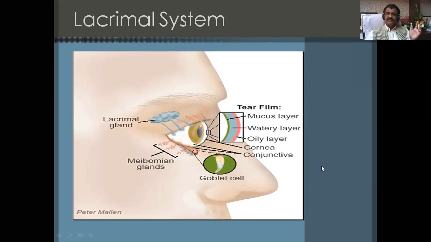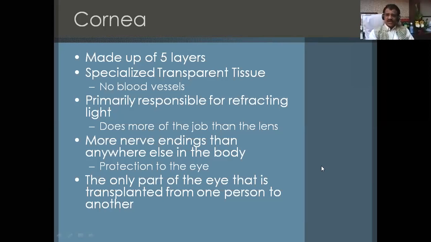Okay. Now we'll go to the cornea. This is the first refractive part of the eye. Okay, it is made up of 5 layers, and we don't want to remember all the layers, but at least you should know that it is made up of 5 layers, and it is specialized transparent tissue. There are no blood vessels in it, and it is primarily responsible for refracting the light. So refraction begins from the cornea itself and does more of the job than the lens.